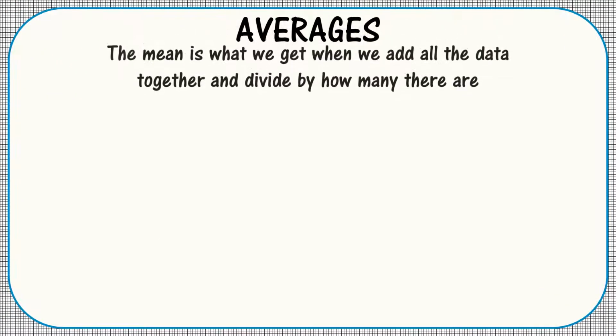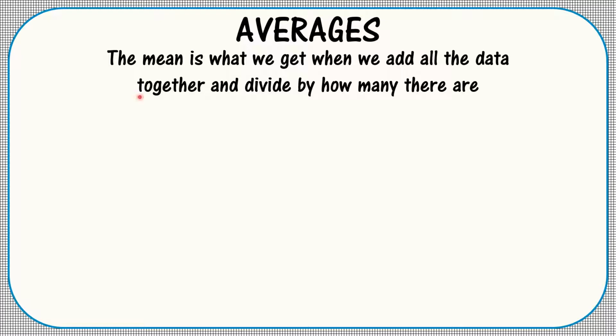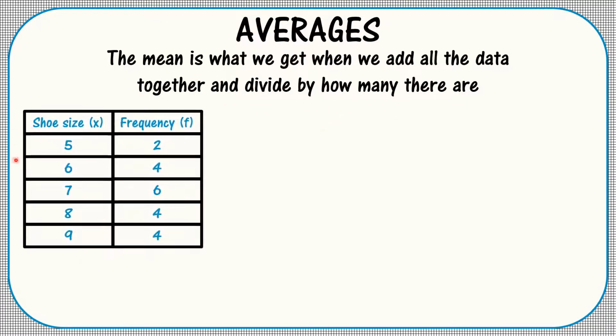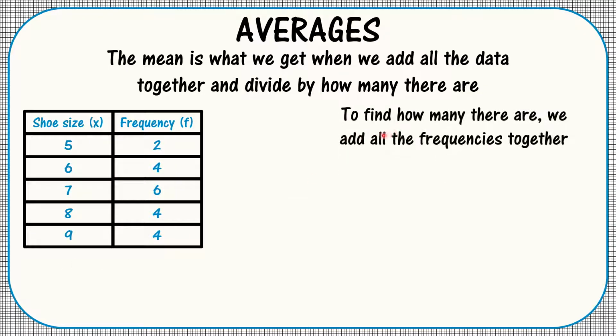The next average which we'll look at is the mean. The mean is what we get when we add all the data together and divide by how many there are. Again, we have this frequency table for shoe size. To find out how many there are, we add all the frequencies together. So we add this column of frequency, which gives us 20.